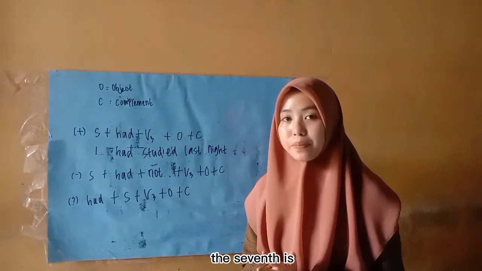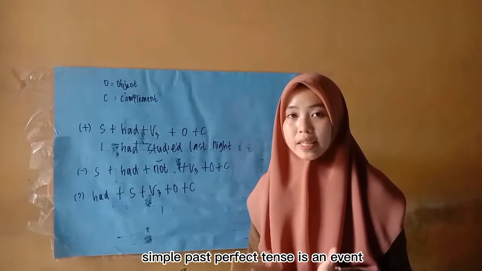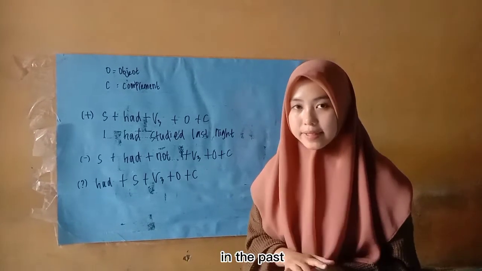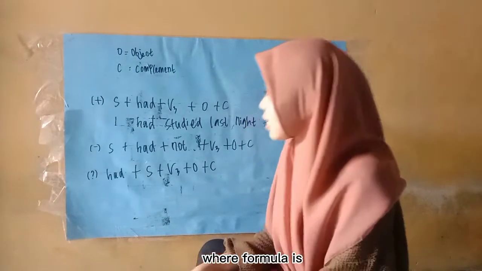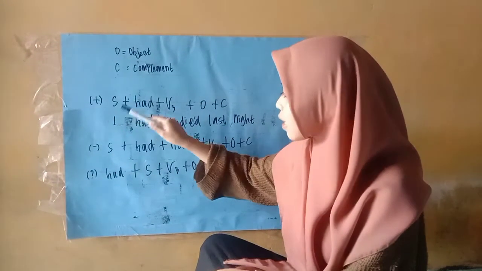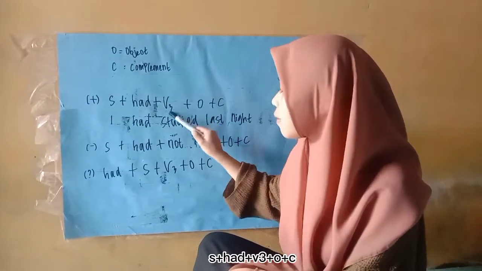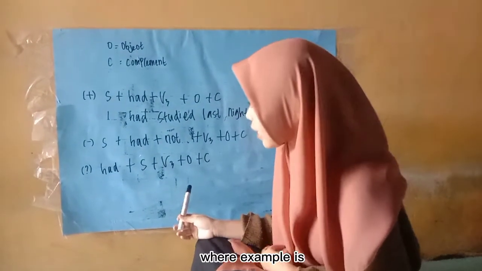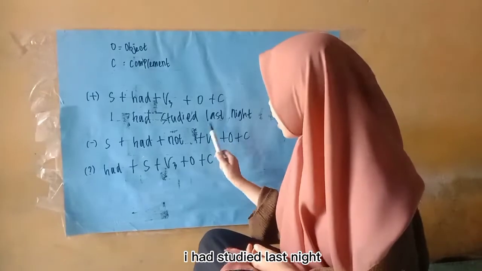Seven is simple past perfect tense. Simple past perfect tense is an event that happened in the past before another event in the past. Where formula is if positive subject plus had plus verb 3 plus object plus complement. Where example is I had studied last night.